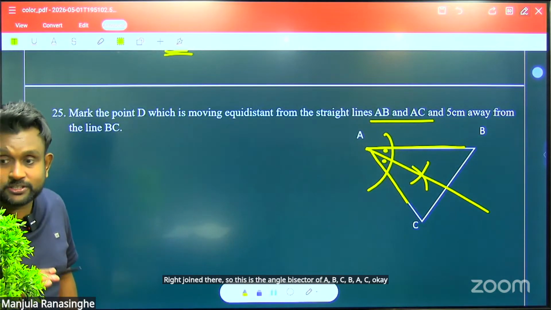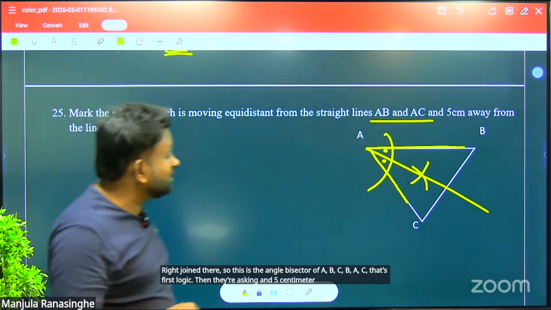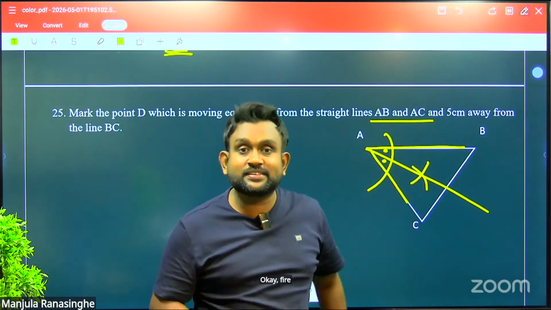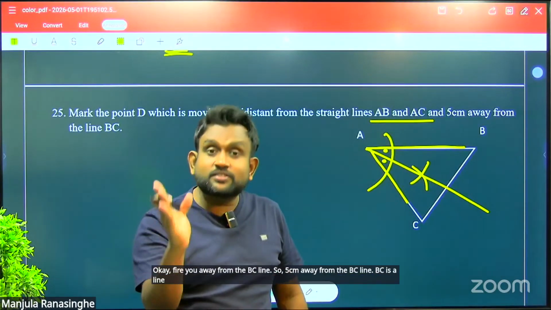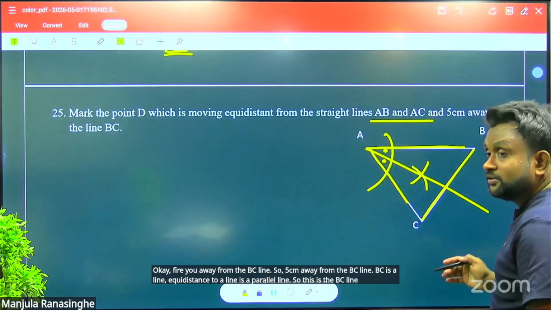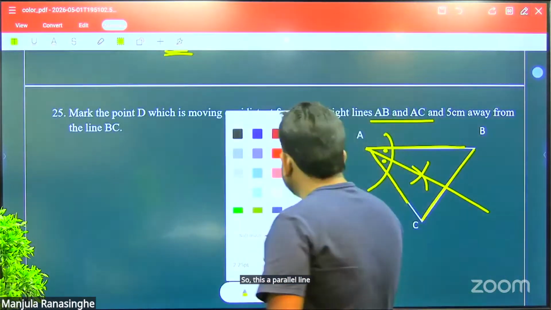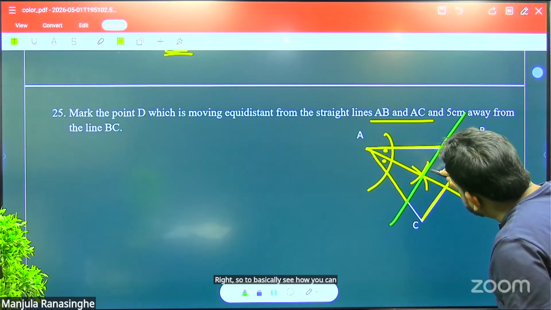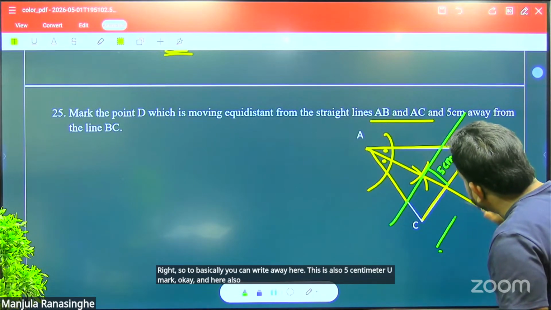Okay, that is the first logic. Then they are asking for 5 centimeters away from the line BC. So this is the BC line. BC is a line. Equidistant to a line is a parallel line. So now you draw a line 5 centimeters away from BC. This is a parallel line you draw. So to BC, you can write 5 away here. This is also 5 centimeters you mark. And here also you can mark the 5 centimeters.